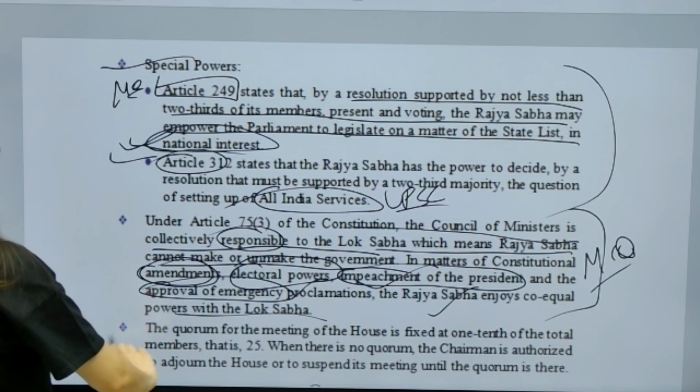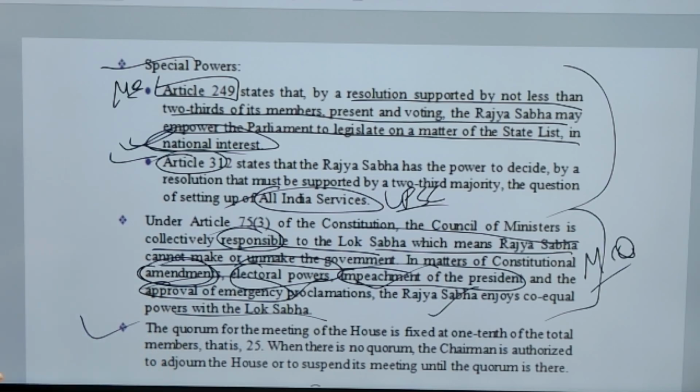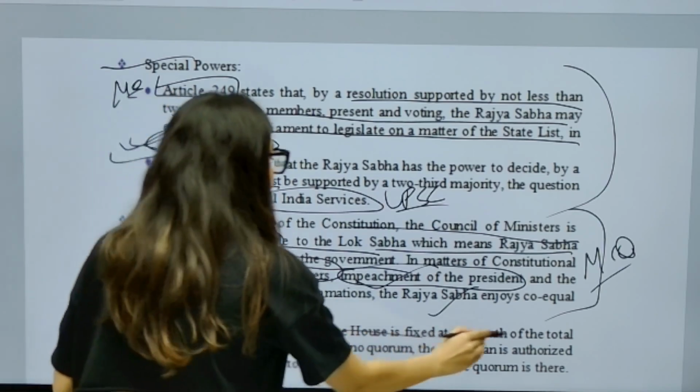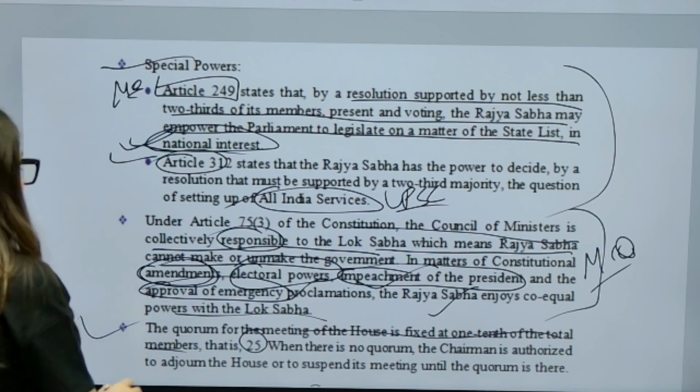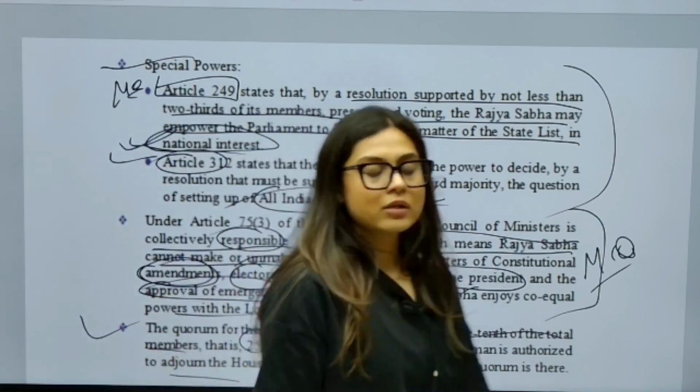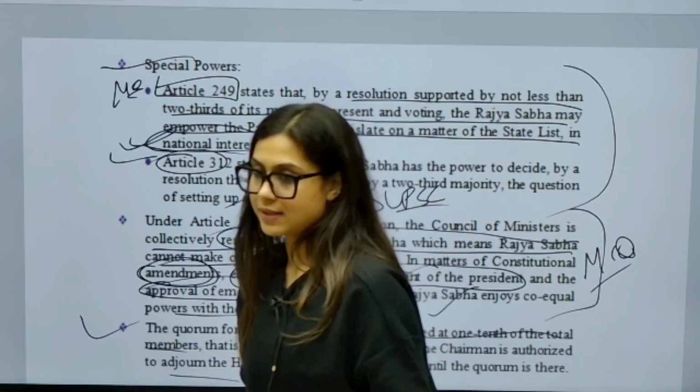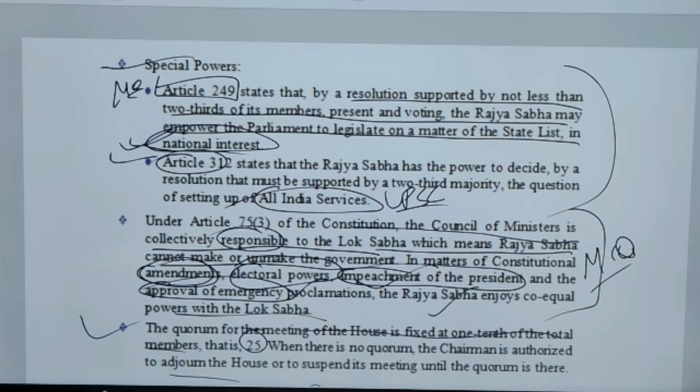Then comes attendance. What is the quorum? It is fixed at 1/10, just like Lok Sabha, which is 25. And when there is no quorum, the chairman is authorized to adjourn the house. When there is no attendance, the session will be suspended. Okay, fine.